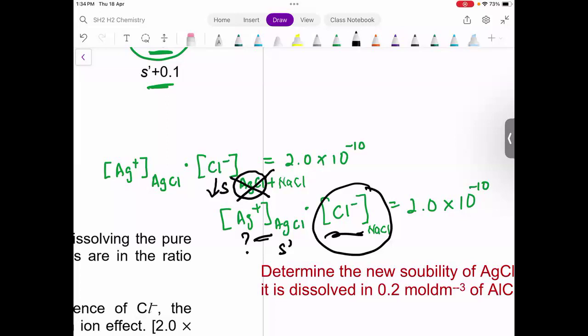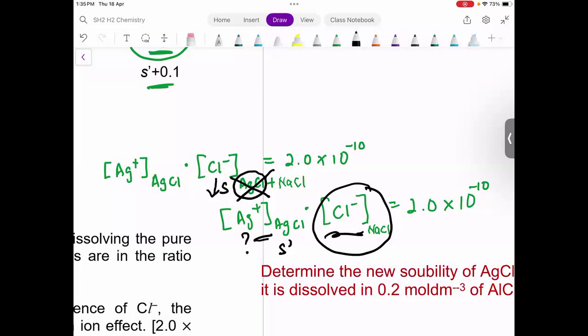But you must remember that there's chloride coming from sodium chloride. Students most often will forget sodium chloride. They will not forget silver chloride. They will forget sodium chloride instead. So that is not a major mistake. The major mistake is to ignore the sodium chloride presence.